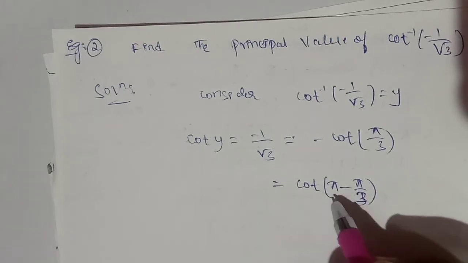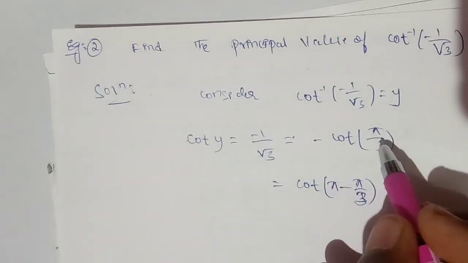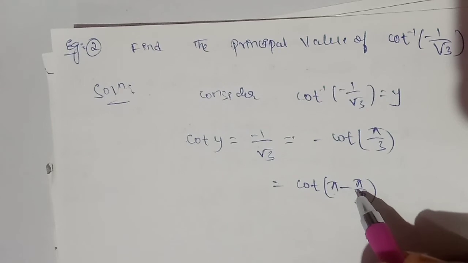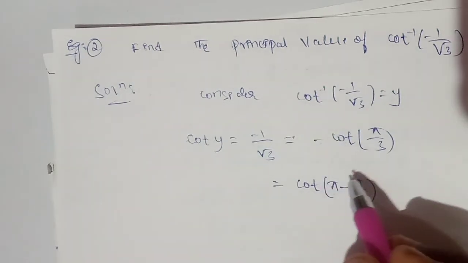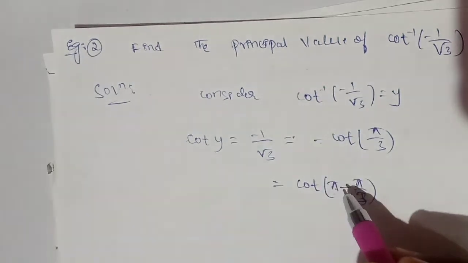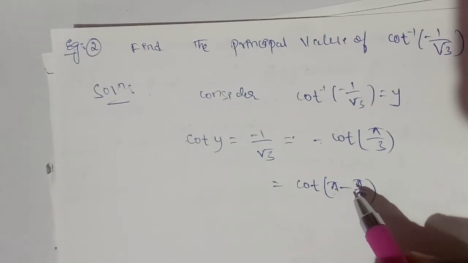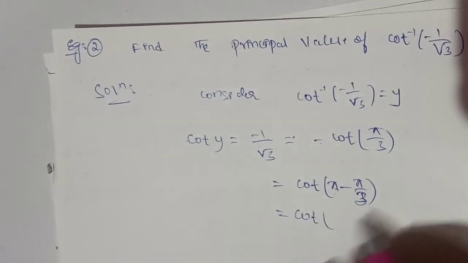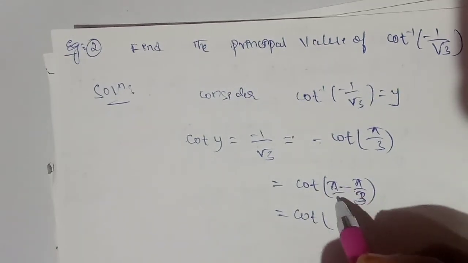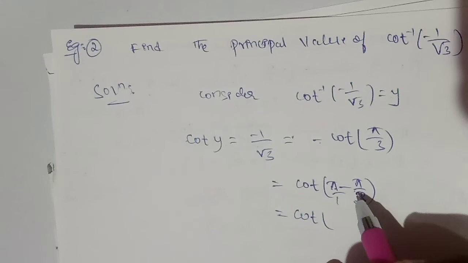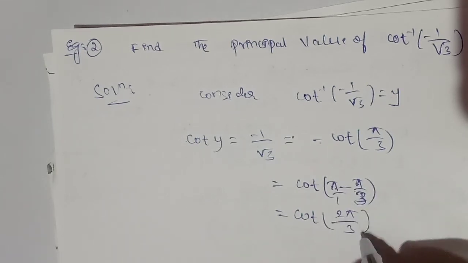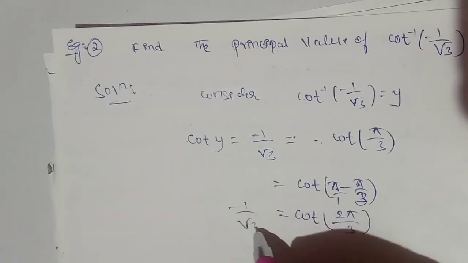We can write minus cot pi by 3 is equal to cot of 180 minus pi by 3. Here 180 minus theta lies in the second quadrant where cot is negative, and with 180 the cot cannot convert into tan. Therefore the value is minus cot pi by 3. Taking the LCM, the solution is 3 pi minus pi, which is 2 pi by 3. Here it is minus 1 by root 3.